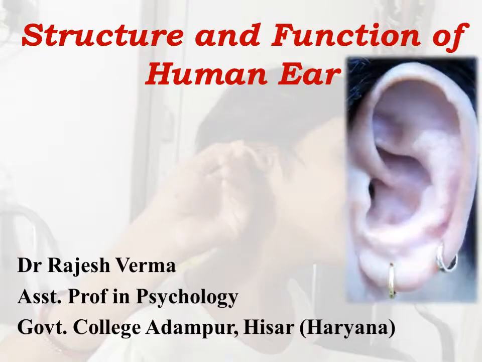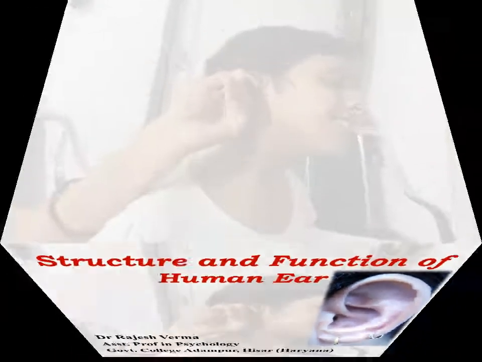Now, this is the organ I am talking about. We use our human ear for various purposes: for cosmetic purposes, for beautification, and for listening, orientation towards an object, and maintaining our balance. So in brief, I told you the applications, uses, or functions of the human ear. How this works, let us move to the next.